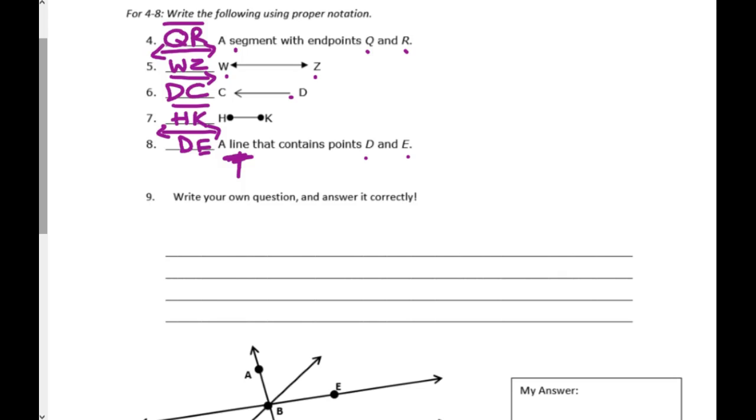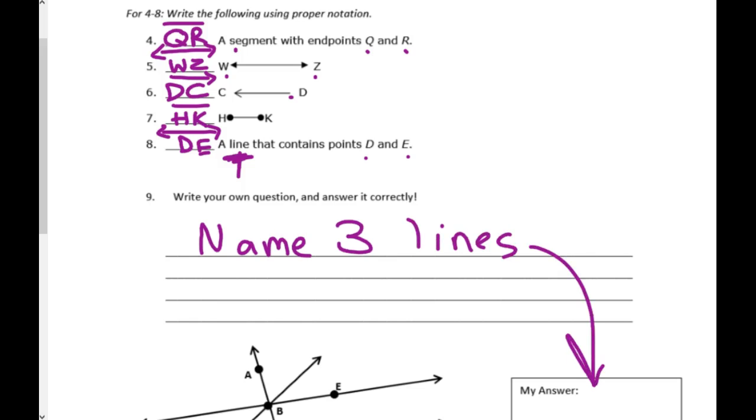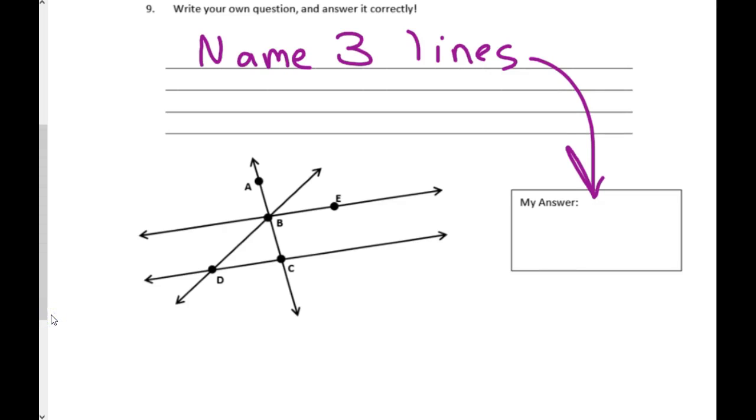Okay, now number 9, write your own question. If I were going to write a question, I'd put, let's see here, name 3 lines. And then you're going to answer it down here, okay? So you make up your own or do the 3 lines one, answer it over there, and that'll be it for the notes. The assignment we're going to do on Monday, okay?